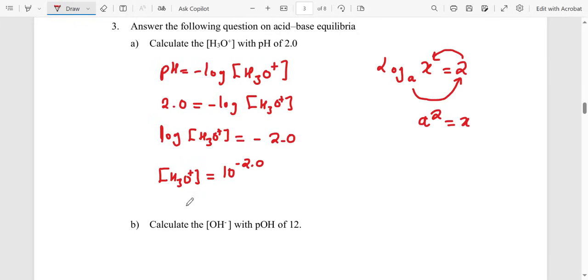That's how you convert. So therefore, the concentration of hydronium in this case is going to be 10 to the power negative 2, which is 0.01 molar.